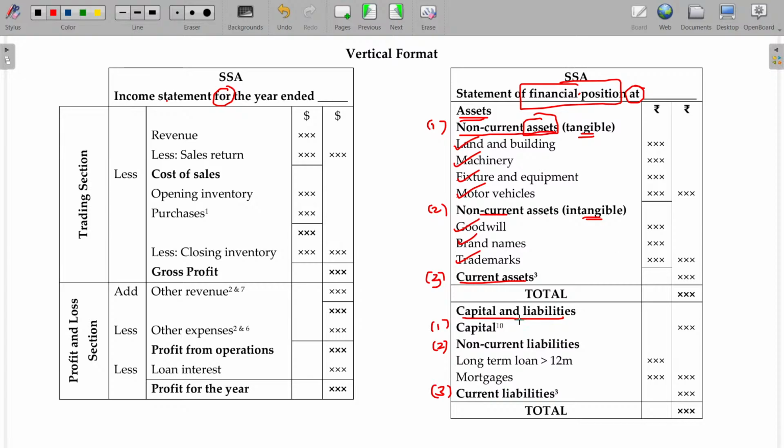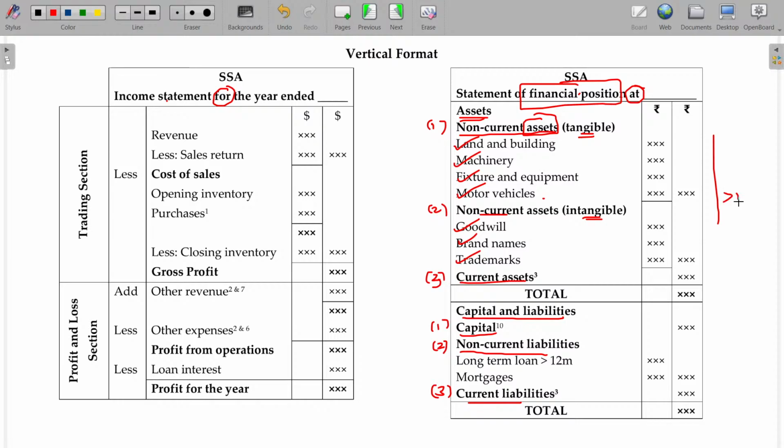In case of capital and liabilities, the owner's fund will be capital, and the liabilities are again subdivided into two: non-current liabilities as well as current liabilities. Now the difference between current and non-current being, in case of assets, non-current assets means the assets will be convertible into cash or not convertible into cash.